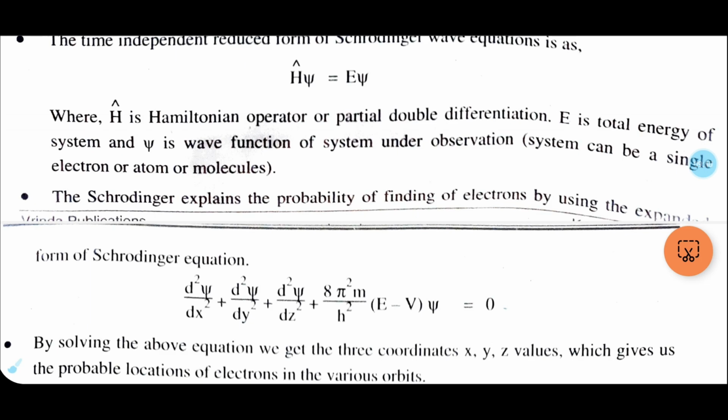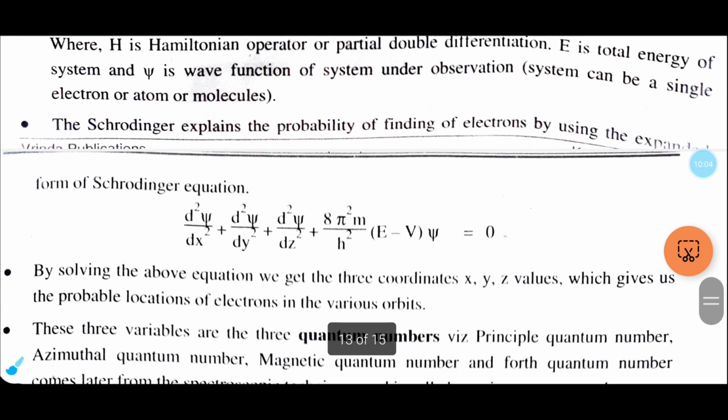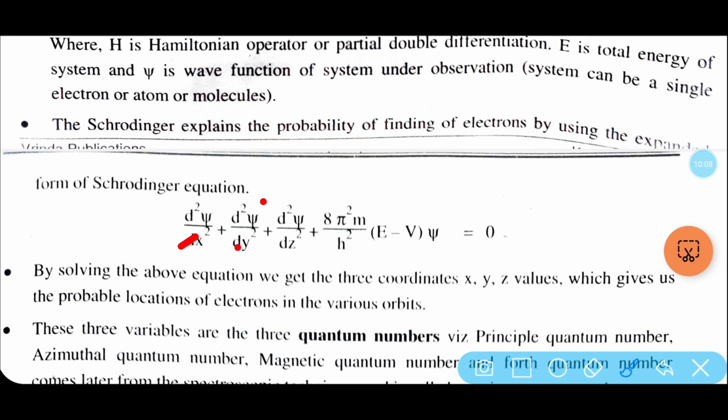That system may be a single electron, an atom, or a molecule. Schrödinger explained the probability of finding the electron using this Schrödinger wave equation, and that equation is d square psi upon dx square plus d square psi upon dy square plus d square psi upon dz square plus 8 pi square m divided by h square into E minus V into psi is equal to 0.